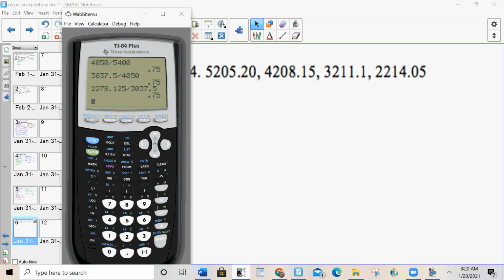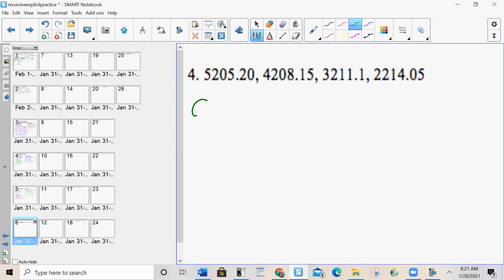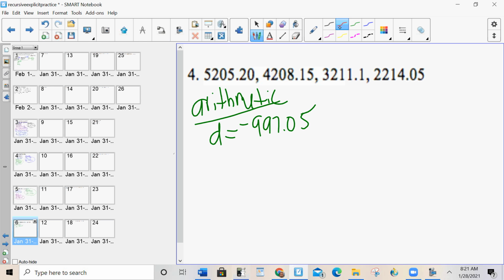Number 4, is this arithmetic or geometric? I can't tell just by looking at it. So I'm going to subtract, subtract, subtract, divide, divide, divide. Negative 997.05. Okay, let's subtract the next pair. 3211.1 minus 4208.15. Yep, looks good. 2214.05 minus 3211.1. So they subtract to the same thing, which makes it arithmetic, and it makes d negative 997.05. So let's start with explicit.